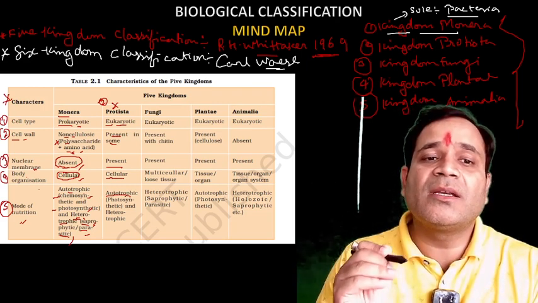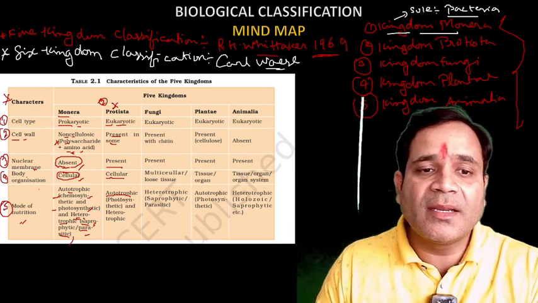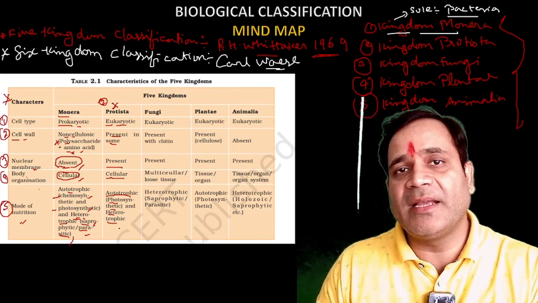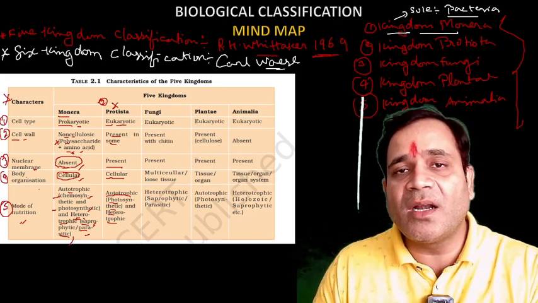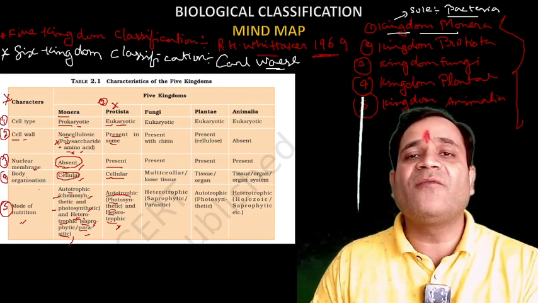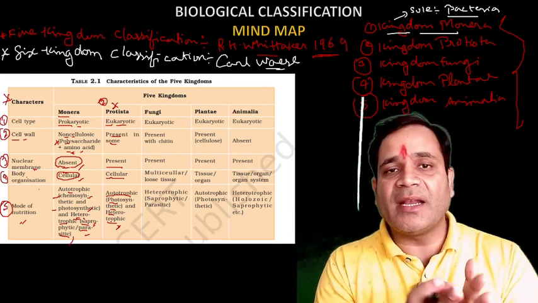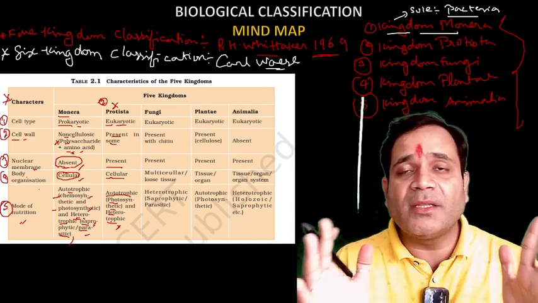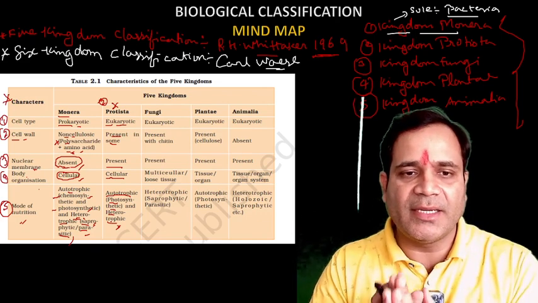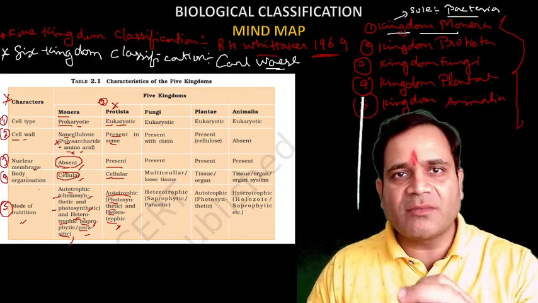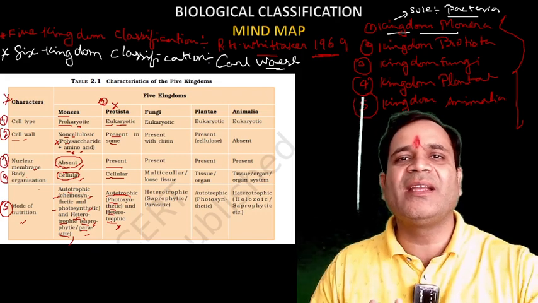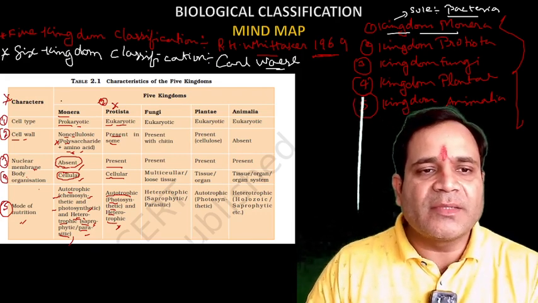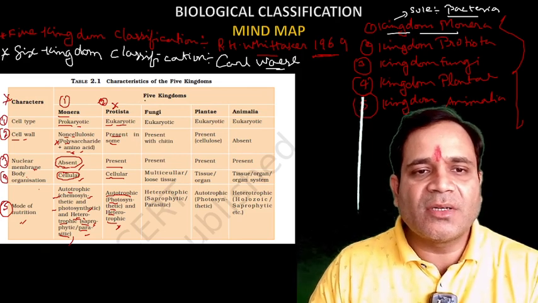Autotrophic here means photosynthetic, and heterotrophic. Photosynthetic organisms make their own food with the help of sunlight. Heterotrophic means the organisms which cannot make their own food directly or indirectly depend on autotrophs. The first is Monera, the second is Protista, and the third one is fungi.